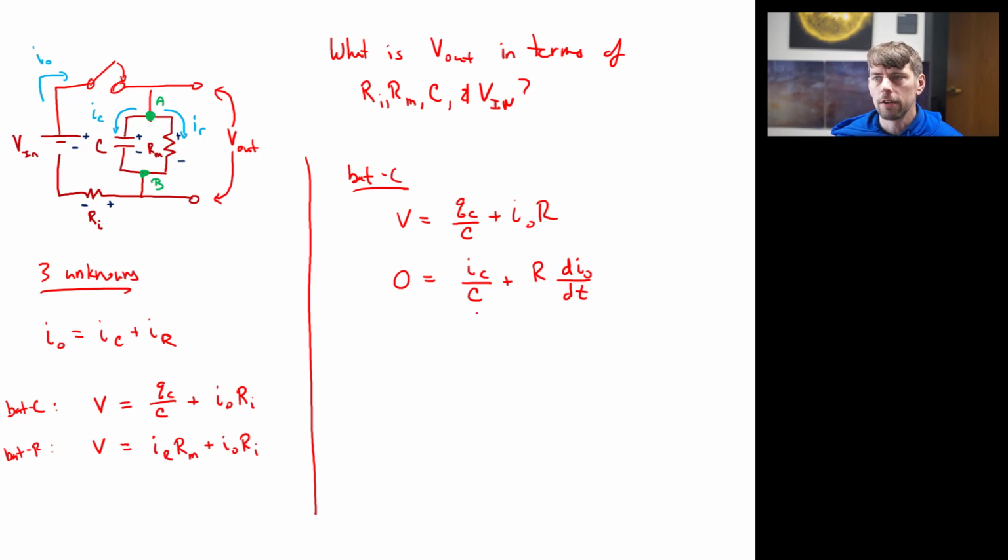Well, let's go ahead. If I solve for IC here, so I move that to the other side, I get negative R di naught dt equals IC over C. Or I get that the change in the current coming from the battery times RC is equal to the current going through the capacitor.